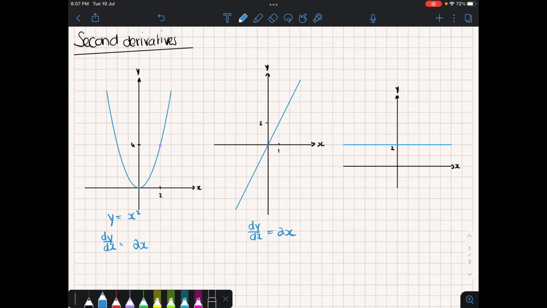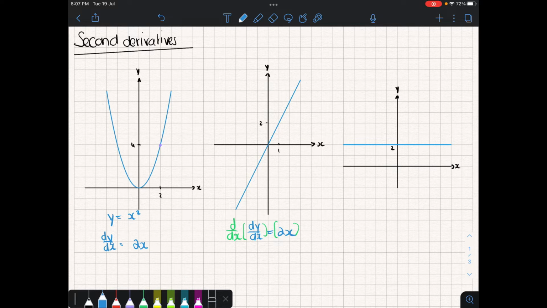Now, if we have a look at the gradient function, it also has a gradient. It also has a rate of change. And if we look, this function is a straight line and its gradient is constant, right? That's the definition of a straight line. So if we wanted to calculate its gradient, well, what we'd have to do is differentiate the gradient function. So differentiation is just an operator. So we would differentiate both sides with respect to x, right? So we'd differentiate the function on the left and the right.